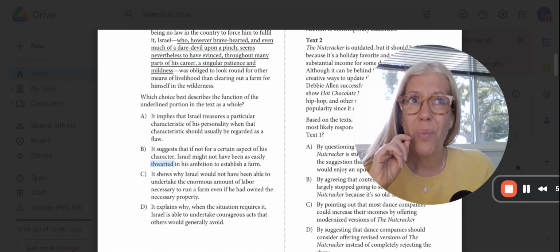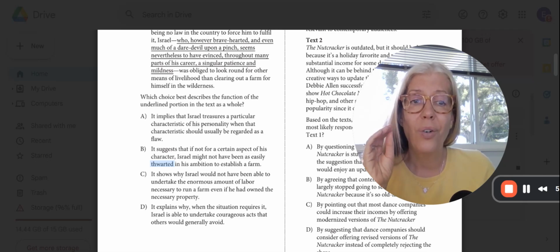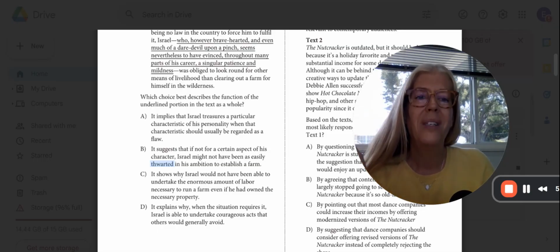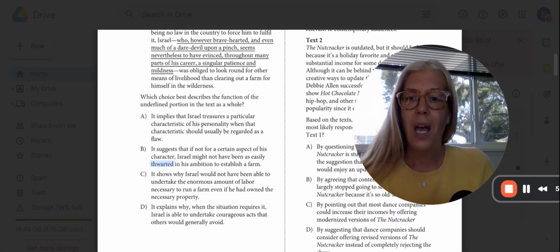I will tell you, most kids will cross out B because of that word thwarted. Do not cross out answer choices that contain a word that you don't know. Please don't do that. Just don't do that. All right, C.